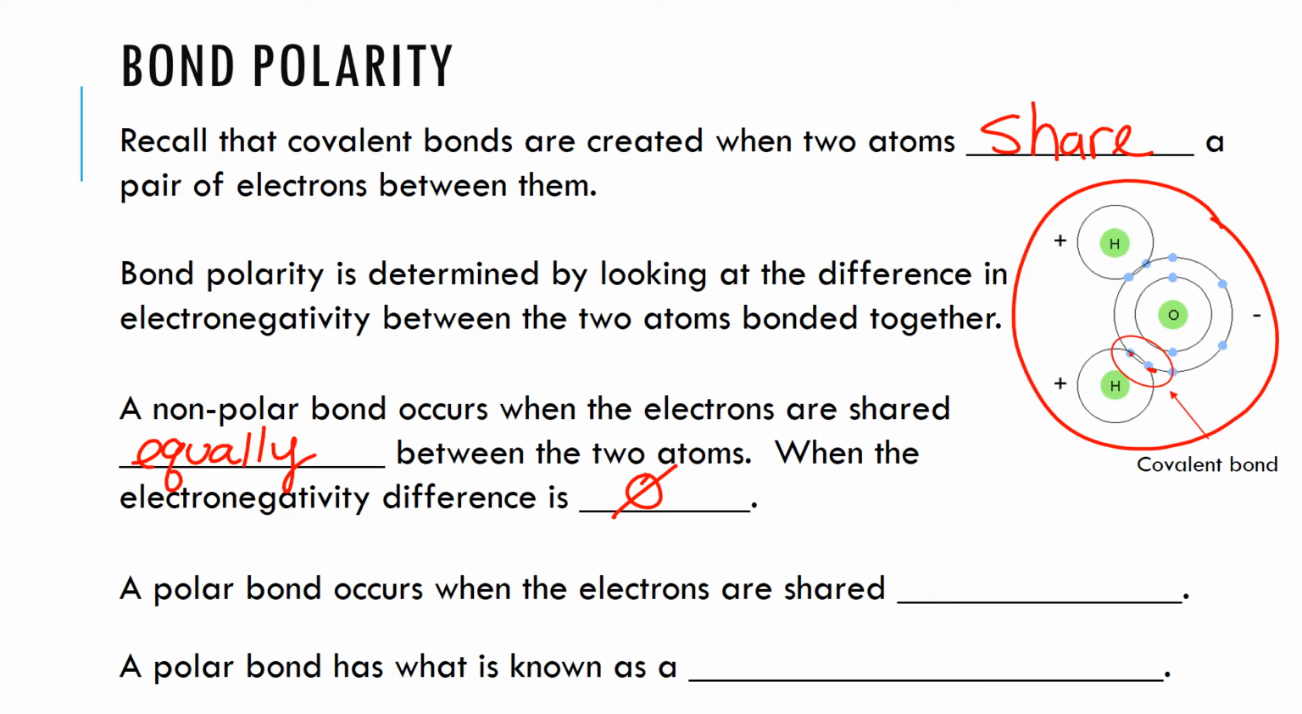That means the two atoms will have the same value for electronegativity. And a polar bond will occur when the electrons are shared unequally. That means there'll be more electrons on one side of the bond than the other. And that is what creates that partial positive and negative charge. Now, a polar bond has what is known as a dipole moment. Kind of a strange word. And a dipole moment is indicated with a vector arrow. So it's an arrow with a little tail at the end. And the dipole moment arrow will always point toward the negative.